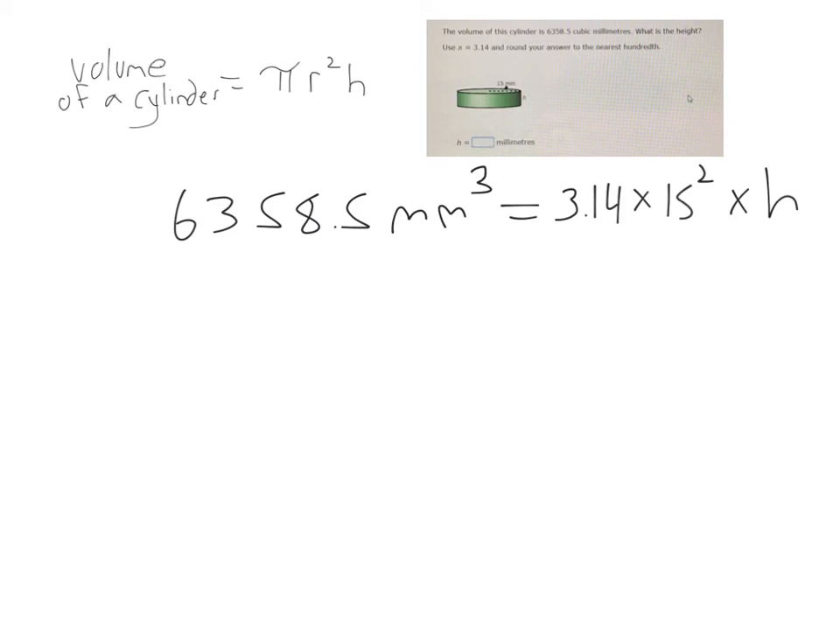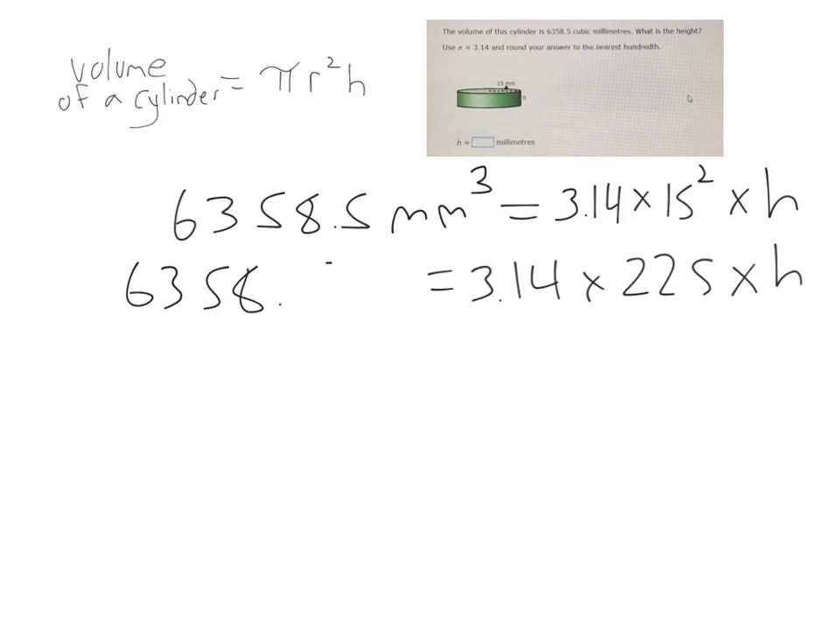So what's 15 squared? I'm going to look at the calculator for that. 15 times 15, according to the calculator, is 225. So now we have equals 3.14 times 225 times the height. Over here, 6,358.5. So now we're just going to try and isolate h and get rid of these.